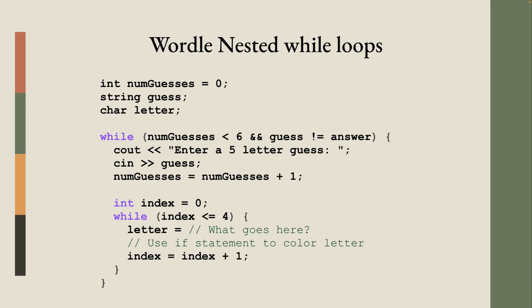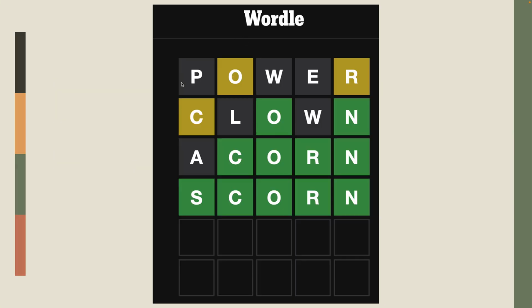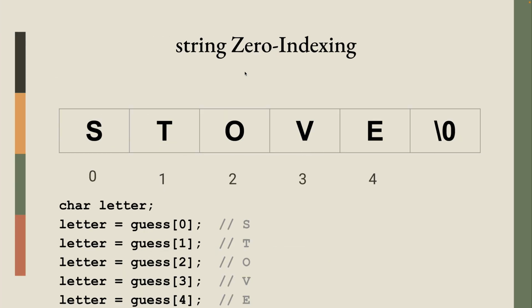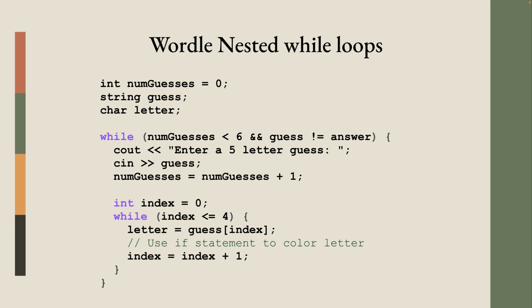And then how can we get this letter? So we want to get every letter in the grid. What can we do here to get the letter? Looking at the grid, we know this guess is power. And if we wanted to get the letter P, we could do guess of 0 to get P. Then the next time, guess of 1 to get the O. Then guess of 2 to get the W. So you can look through the slides as well, but yes, letter is equal to guess of index. And then the final thing you would need to do is an if statement in here to say what color the letter should be.